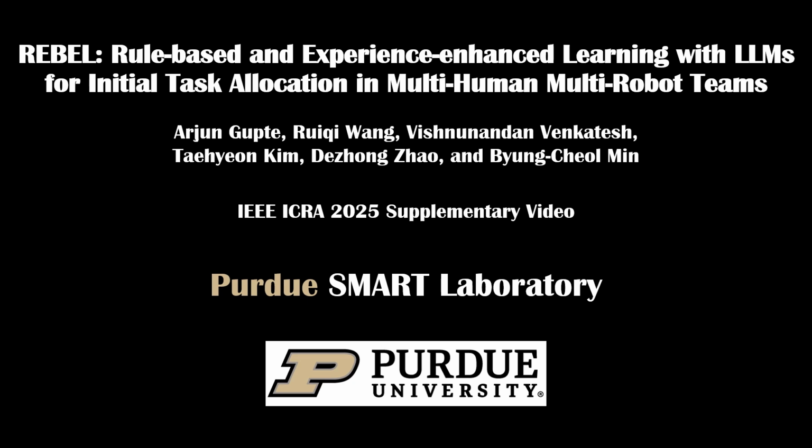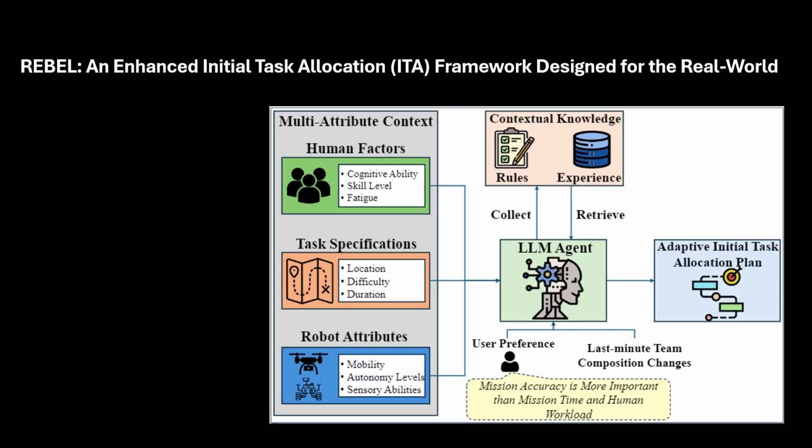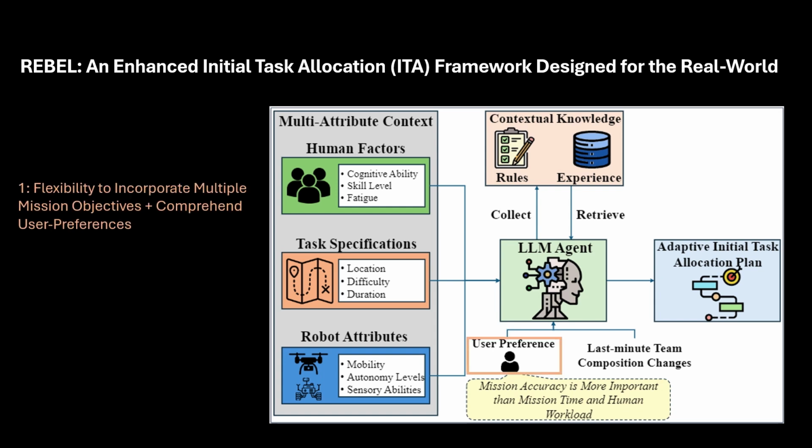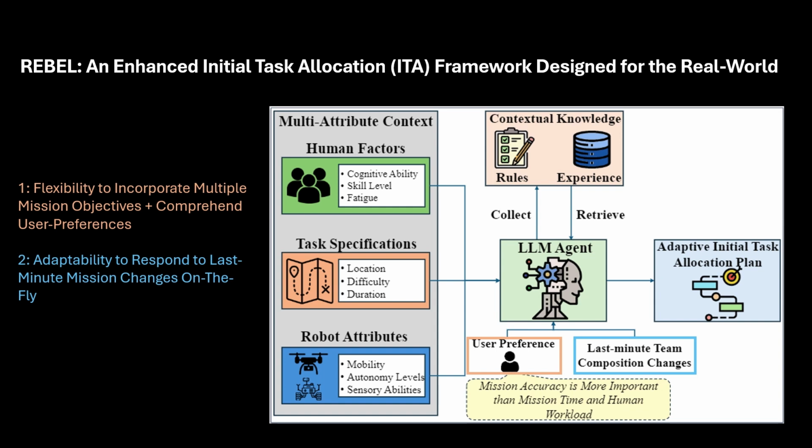In this work, we present REBEL, rule-based and experience-enhanced learning with LLMs for initial task allocation in multi-human, multi-robot teams. REBEL is an enhanced ITA framework designed to handle the complexity of the real world. REBEL has the flexibility to comprehend diverse user preferences, the adaptability to respond to last-minute mission changes on the fly, and it is sample efficient by leveraging contextual knowledge.